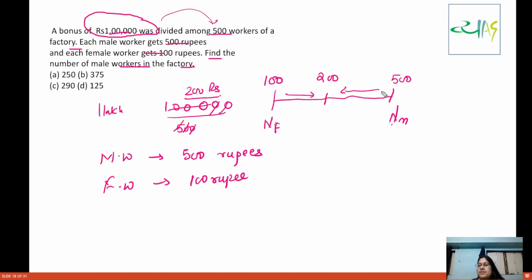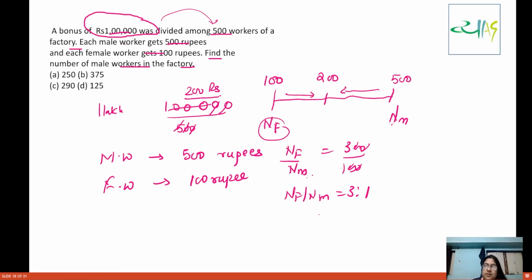So we definitely have our ratio here. What is NF by NM? So what is this NF? This is 300. And what is this NM? This is 100. So again we have the ratio 3 is to 1. We are getting 3 is to 1. Alright. Now we will divide this 500 by 4. Why? Because total number of female workers and male workers are in the ratio 3 is to 1.